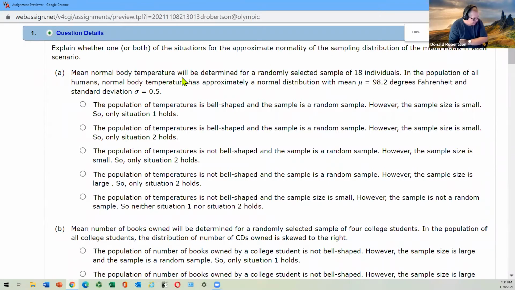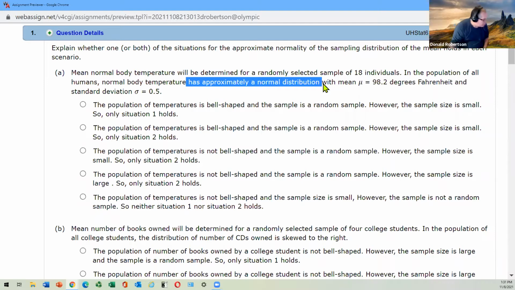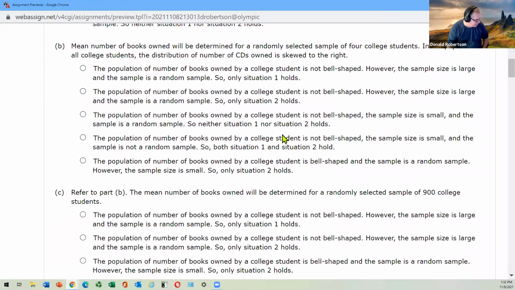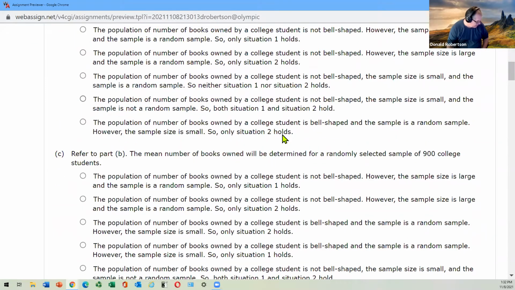Now, do you notice that later on they say that the population is approximately normal? So it isn't approximately normal in number 1, and that's okay. So the one we're looking for is number 2 being wrong and number 1. The population is bell-shaped in the sample. However, the sample size is small. So wouldn't that be the answer that we would use? Sample size is 18, which is small. Now, what about question C?